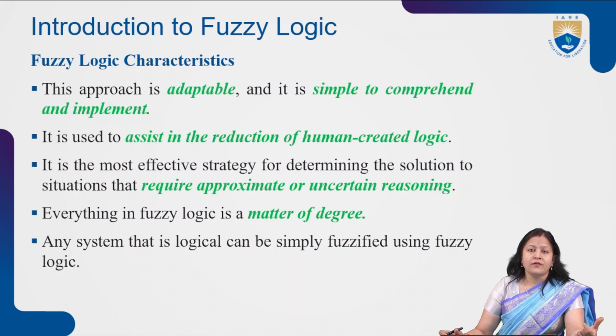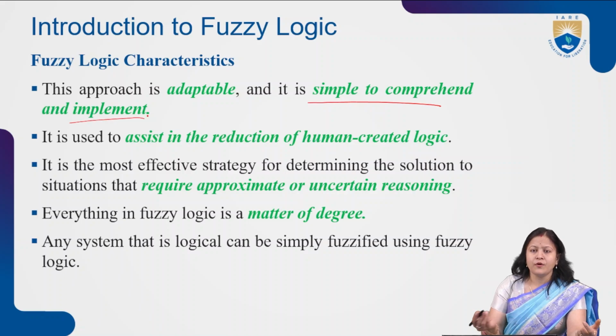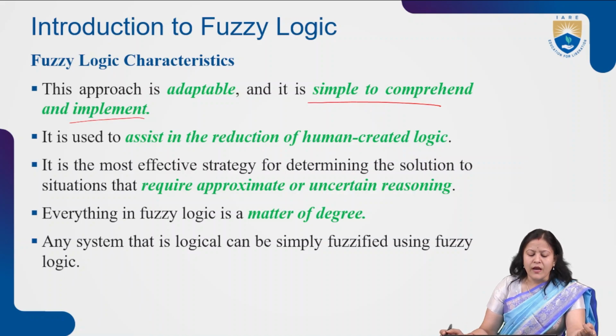And these are a few characteristics of fuzzy logic. This approach is adaptable irrespective of any situation. It can be accommodated because it can understand all the uncertain things and convert them into numerical values between 0 and 1. It is very simple to comprehend and implement because it assigns values between 0 and 1. It is used to assist in the reduction of human-created logic. Already I have explained how it reduces our human thought process to a numerical variable. It is the most effective strategy for determining the solution to situations that require approximate or uncertain reasoning.